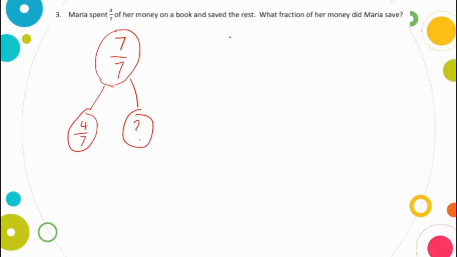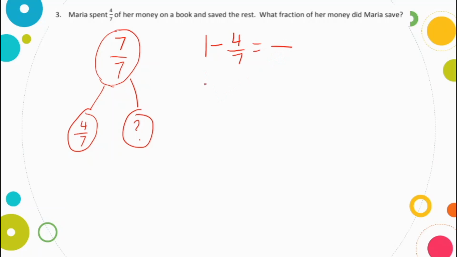We can solve this in a lot of different ways, but what math operation should we probably be using right off the top of our heads to solve this problem? Hopefully you said subtraction. So we can go ahead and write this as 1 minus 4/7, and that should equal something right here.